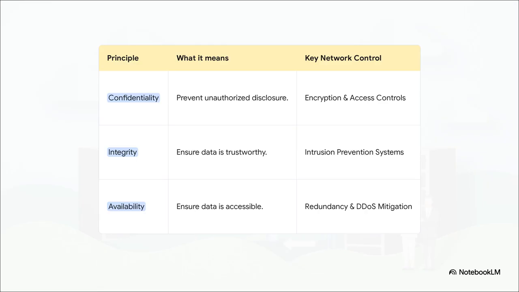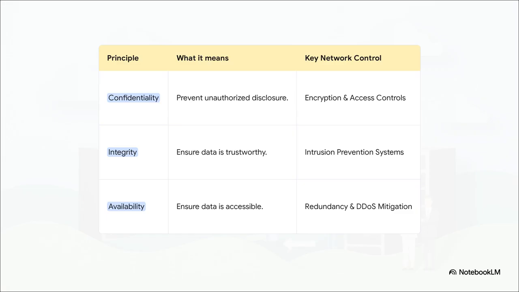For confidentiality, you're testing things like encryption on VPNs to make sure secrets are staying secret. For integrity, you're looking at things like an IPS to make sure data isn't being changed when it shouldn't be. And for availability, you're making sure the systems are actually online and working, protected by things like backup hardware. Every test you run has to map back to one of these three goals.